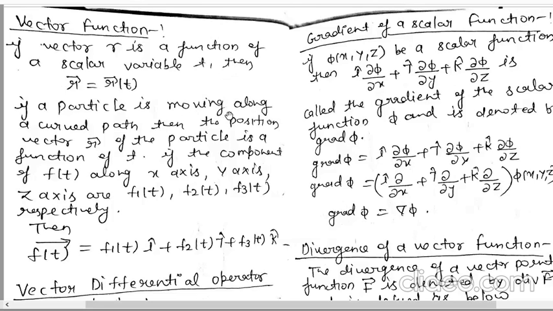If a particle is moving along a curved path, then the position vector r of the particle is a function of t. If the components of f(t) along x-axis, y-axis, z-axis are f1(t), f2(t), f3(t) respectively, then your vector function f vector t is equal to f1(t) i plus f2(t) j cap and f3(t) k cap, right? So this is your vector function quantities, right?